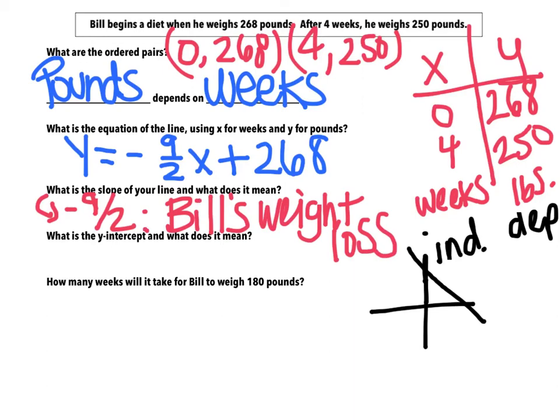And the y-intercept, y equals mx plus b, is 268. That's where it crosses the y-axis. And you can see here it is 0, 268. So what does it mean? It means at 0 weeks, when Bill first started his diet, he weighed 268 pounds. So we can put here that it represents Bill's starting weight before the diet.